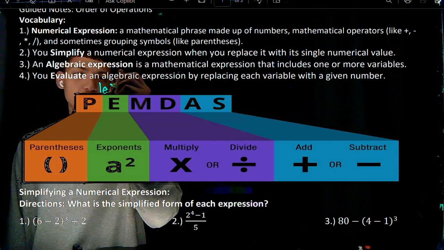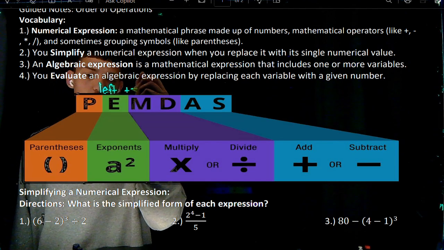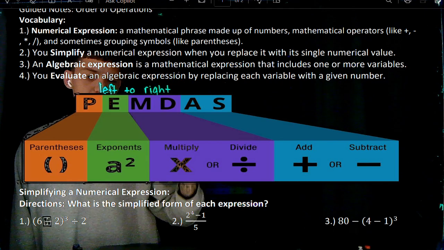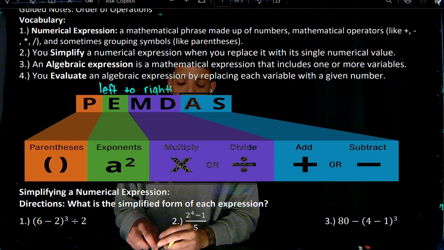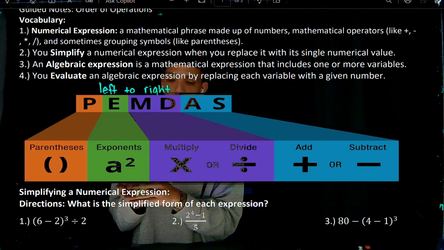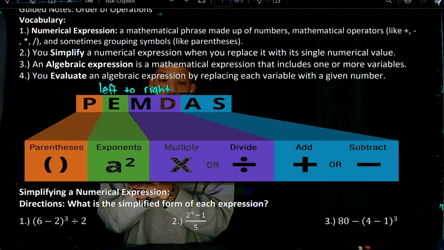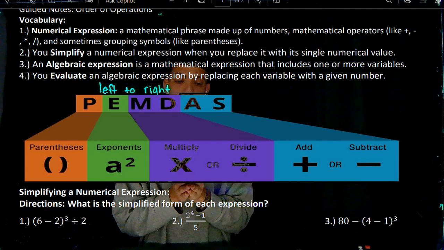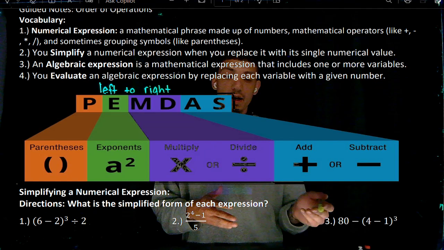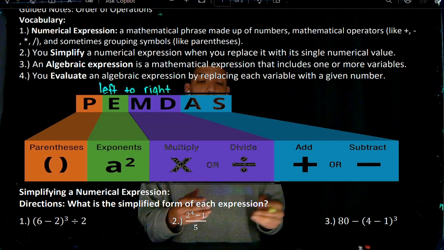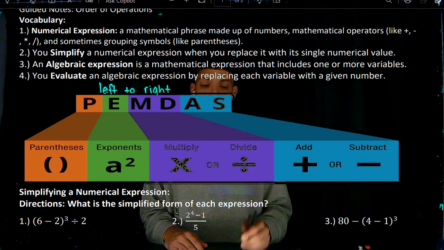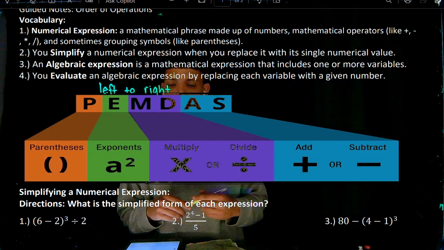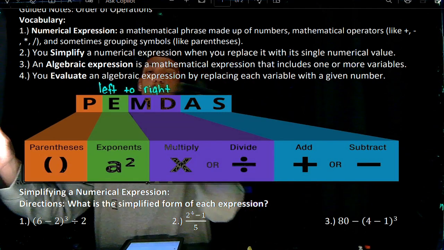left to right. So when solving a problem left to right, we should notice what comes first. If division comes first before multiplication in a problem, you're going to want to do division before the multiplication. Same thing if you had addition or subtraction in a problem. You want to do the subtraction before the addition or the addition before the subtraction, whatever comes first. Okay, so let's go ahead and get into some examples here.